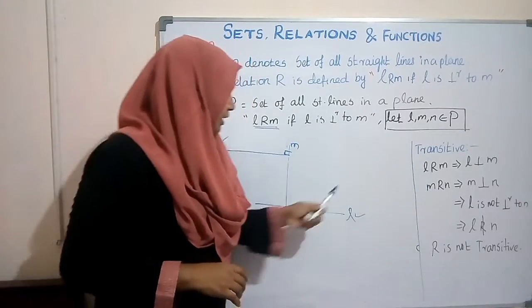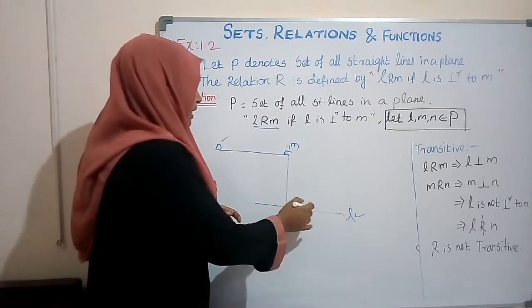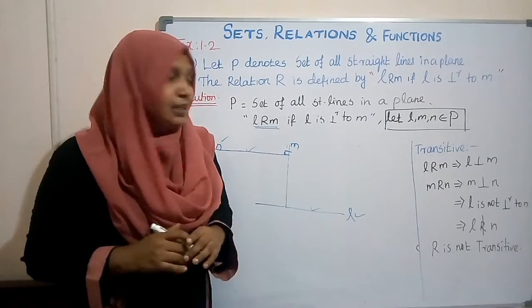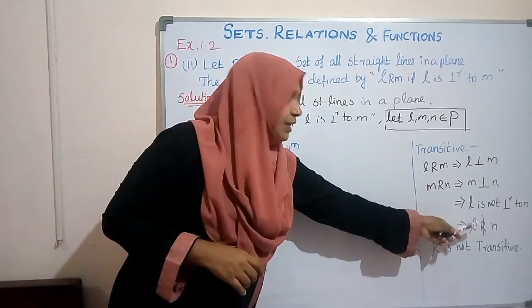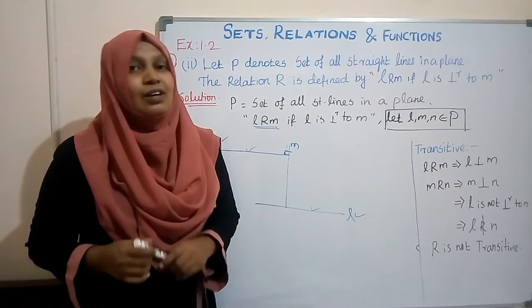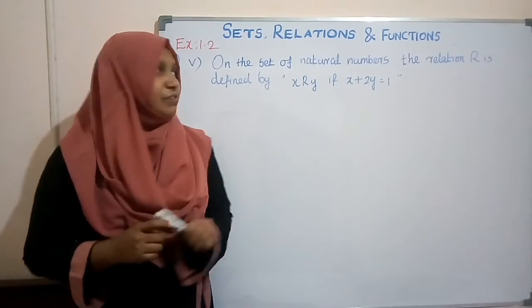So I am writing L is perpendicular to M and M is perpendicular to N means L is parallel to N only. It is not perpendicular again. So therefore it is not related. L is not related to N. Therefore it is not transitive. Understood? Next we can see subdivision 5.